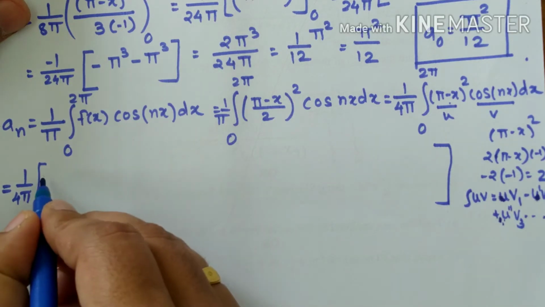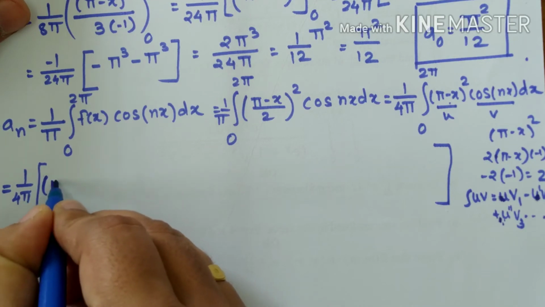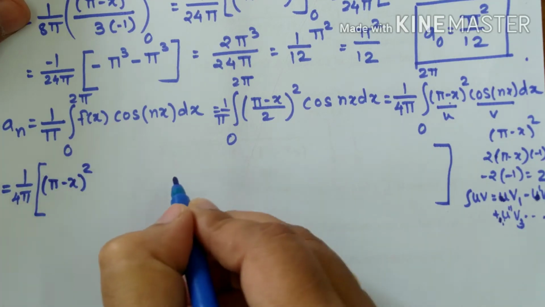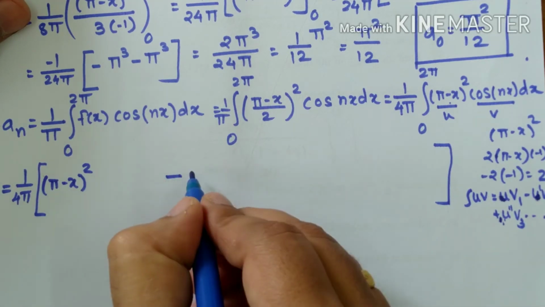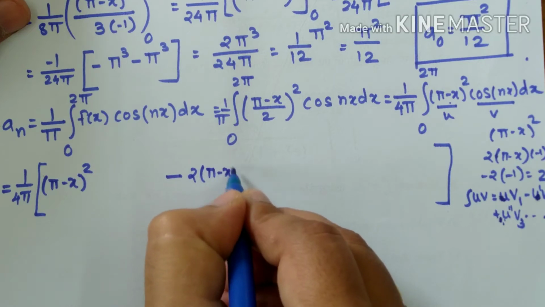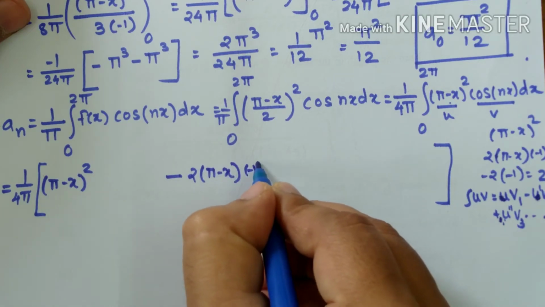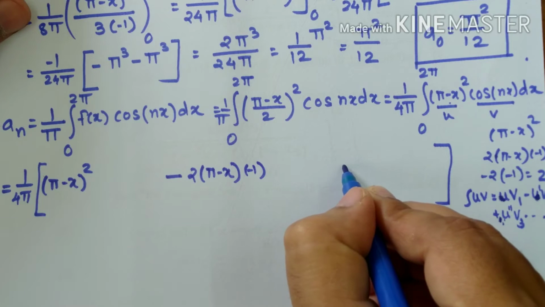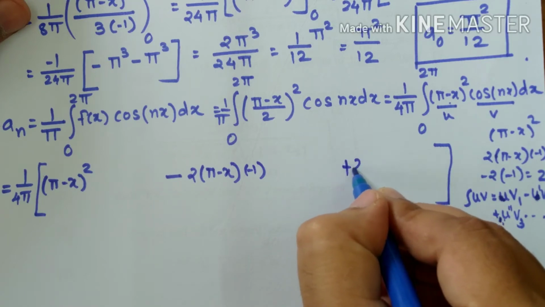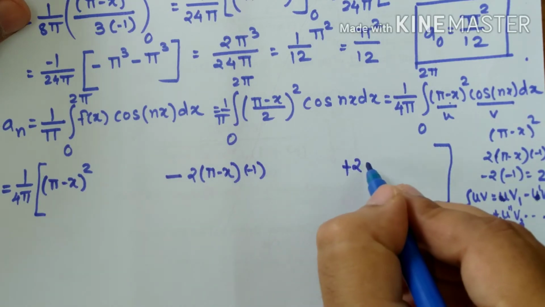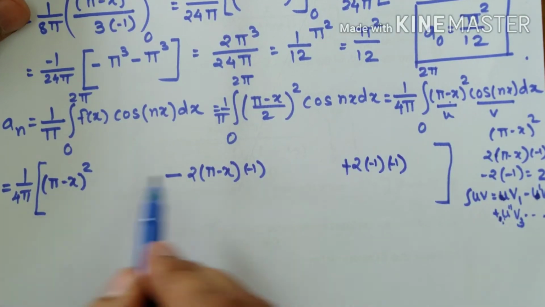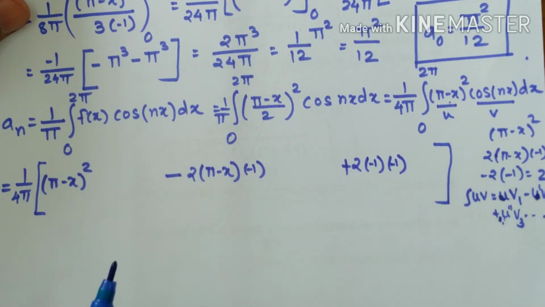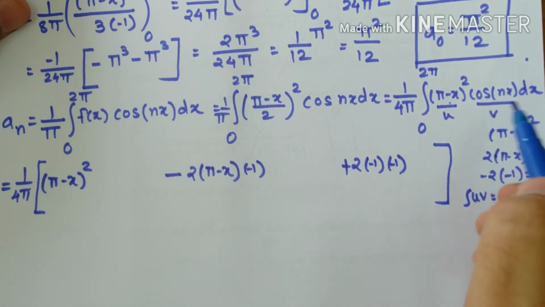So here in the first term the u is as it is, therefore (pi minus x) whole square. In the second term there is a minus sign. Derivative of (pi minus x) square is 2 times (pi minus x) into derivative of (pi minus x), which is minus 1. And in the third term the derivative is 2 times as it is, derivative of (pi minus x) is minus 1, and this minus 1 is continued. So u dash and u double dash. If I go for the further term, the derivative is going to be 0, so there is no need to write it.